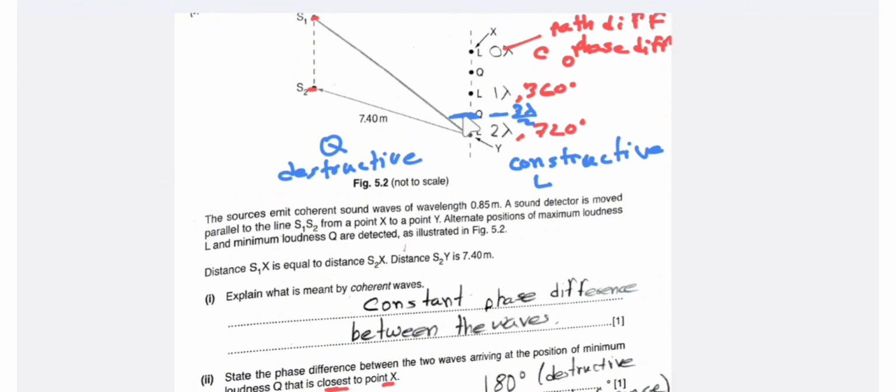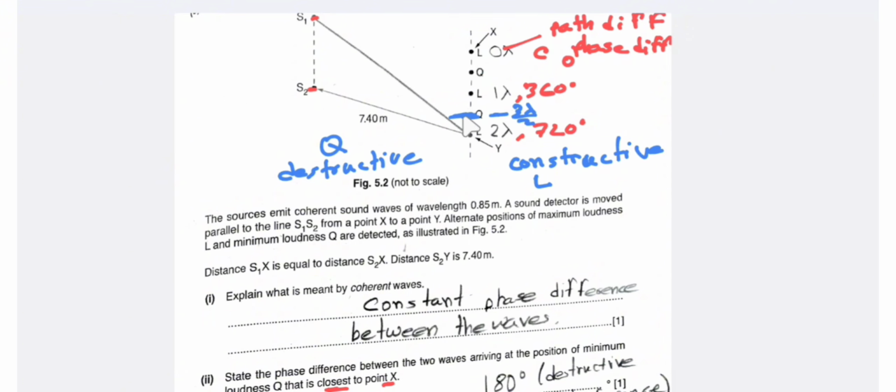Now, for the next part, determine the distance S1y. So we need to find the distance S1y. So we need to calculate this value of distance. So what would be this distance? Now we need to read the question carefully again. And here we can say that S1x equals S2x.